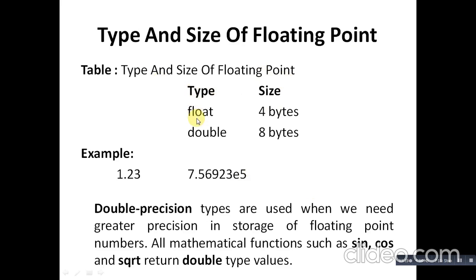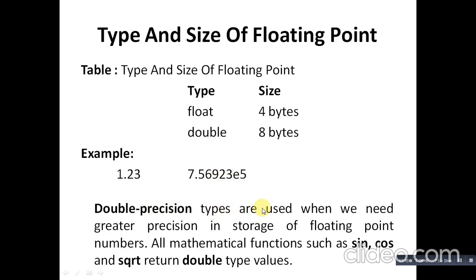The float type occupies 4 bytes in memory. Double occupies 8 bytes in memory. Example: 1.23, 7.5692 is the mantissa, E5 is the exponent.